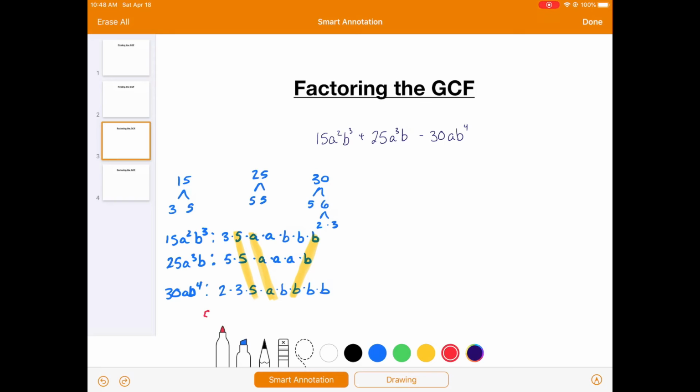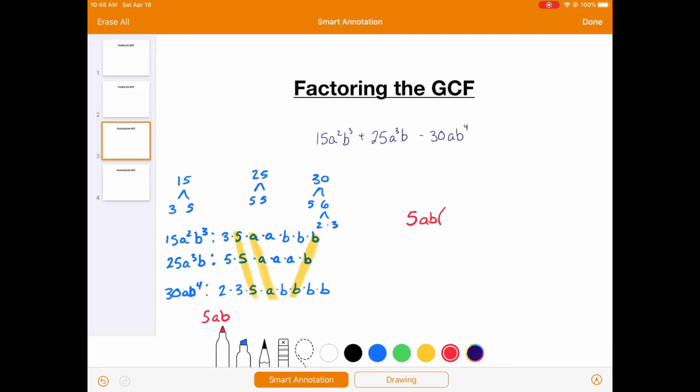And I'll put that in red. 5 times a times b. So that's the only thing that can be taken out of all 3 of those terms. Now, when we're factoring out the greatest common factor, we want to put that greatest common factor on the outside. And then on the inside of a set of parentheses, we're going to put all of the numbers that are left.